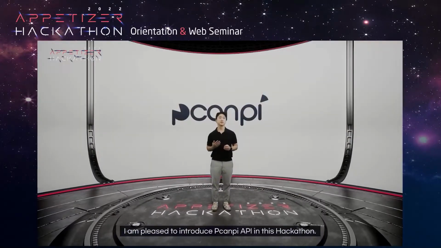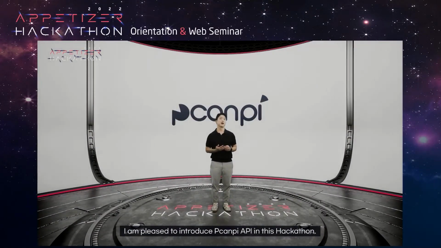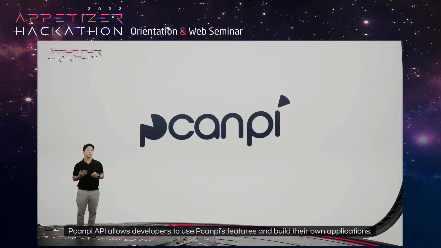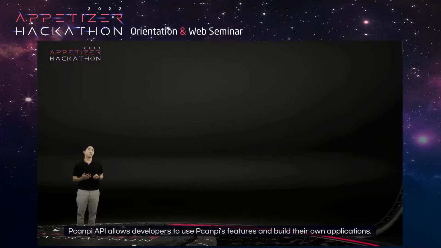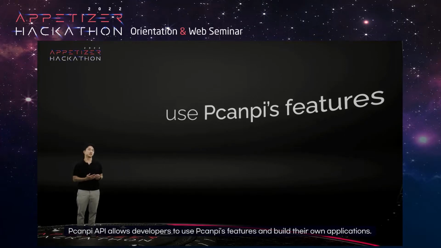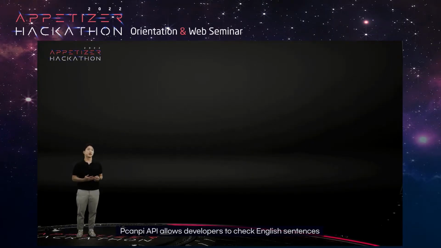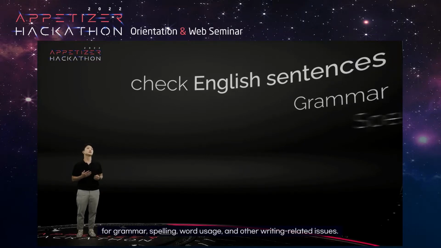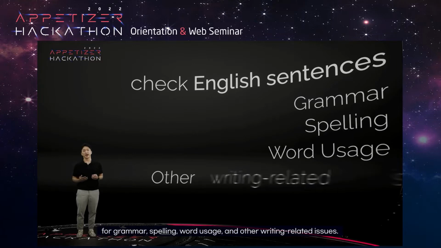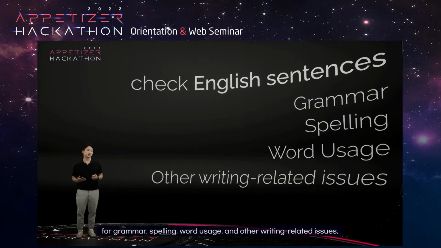I am pleased to introduce PecanPie API in this hackathon. PecanPie API allows developers to use PecanPie's features and build their own applications. PecanPie API allows developers to check English sentences for grammar, spelling, word usage, and other writing-related issues.